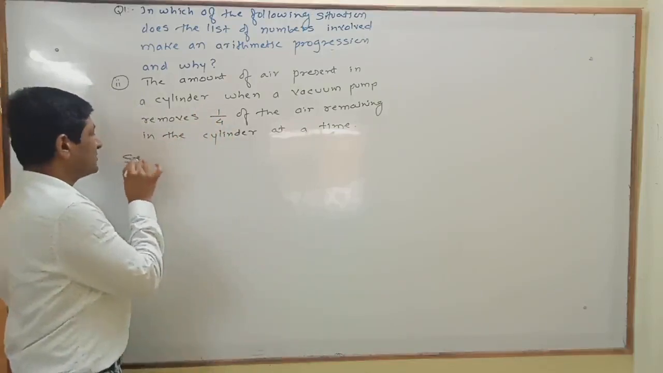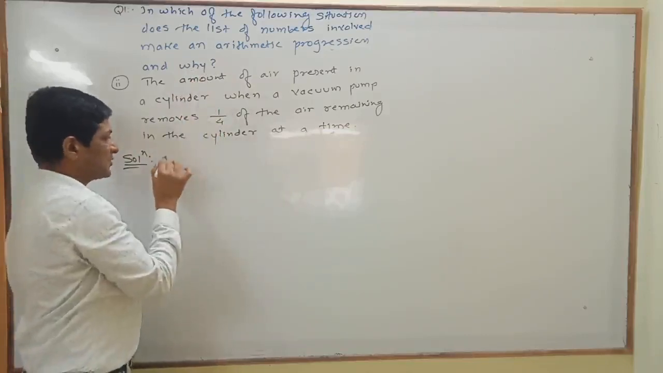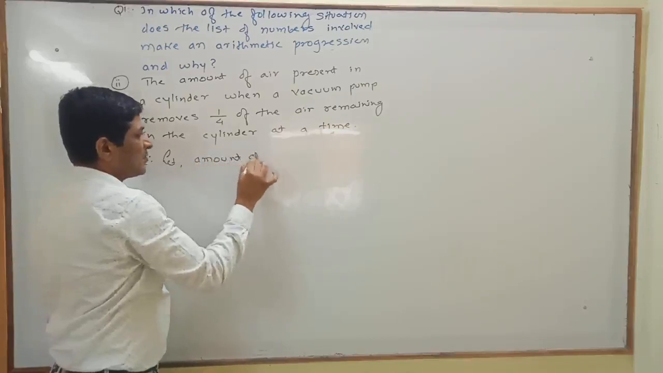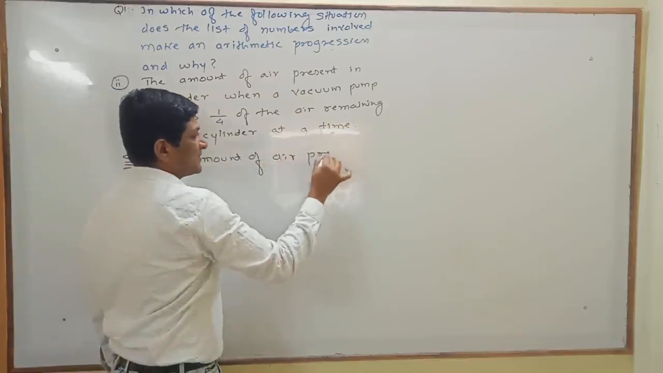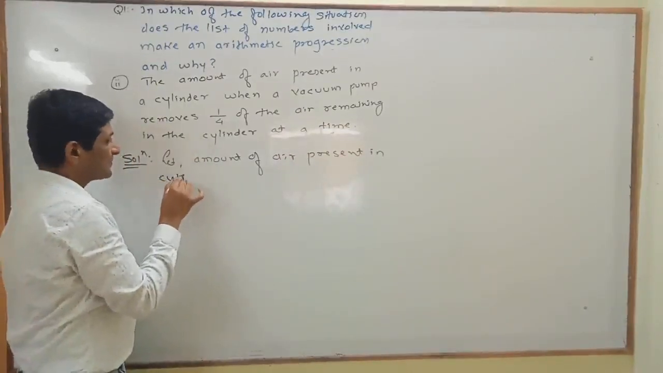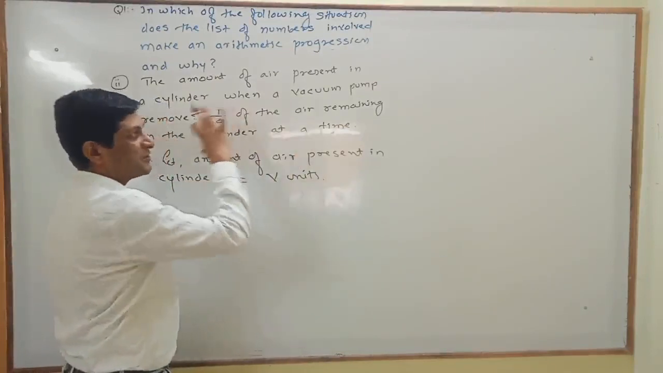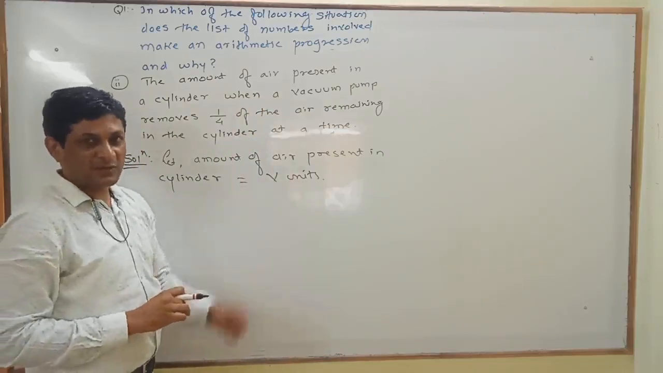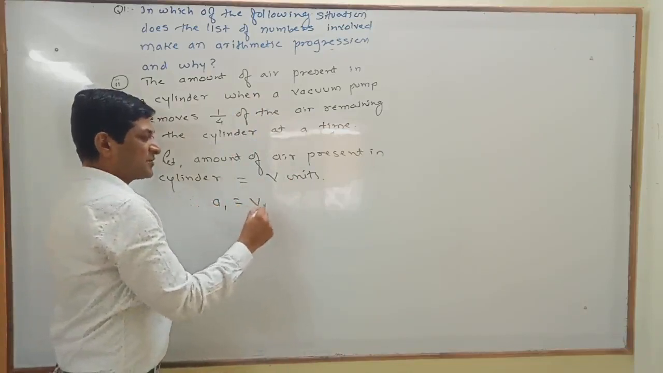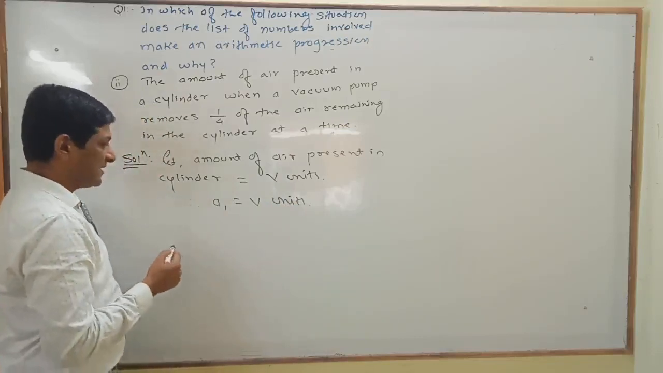So here, according to the given condition, first we are supposing the amount of air. So let the amount of air present in the cylinder be V units. As the unit of measurement is not given here, that's why we are supposing the volume to be V units. So therefore our first term will be equal to V. Now we are trying to find the second term using the given condition.